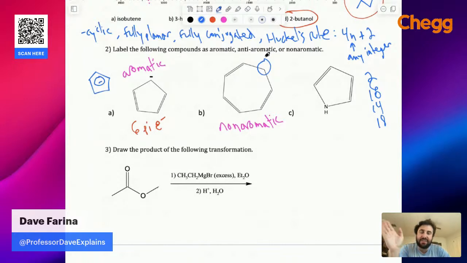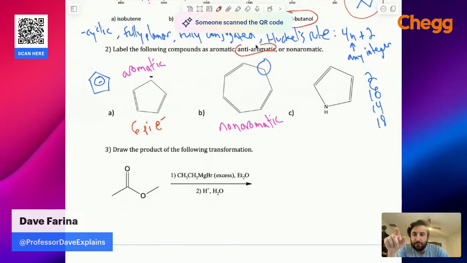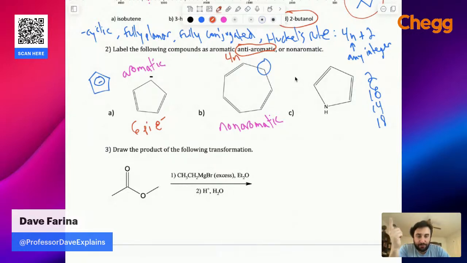Anti-aromatic is something that satisfies the first 3 criteria for aromaticity. It is cyclic, it is fully planar, it is fully conjugated, but the number of pi electrons is actually 4n instead of 4n plus 2. So that would be like 4, 8, 12, all the ones in between here, right? In between 2 and 6 is 4. In between 6 and 10 is 8. In between 10 and 14 is 12. So all the multiples of 4, basically.